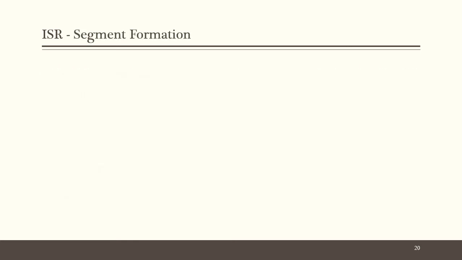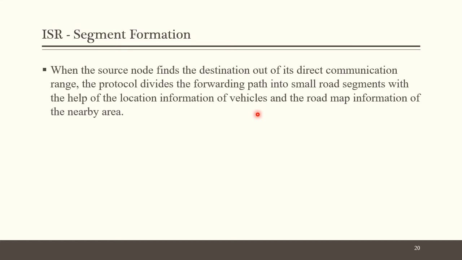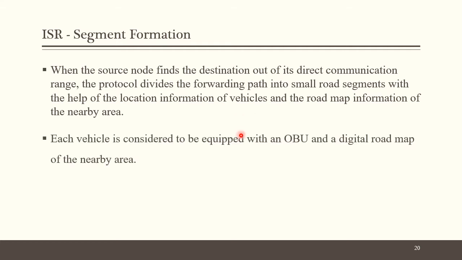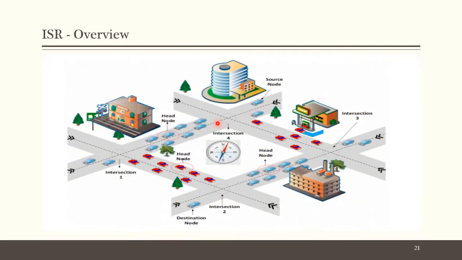Now first we'll see how the segments are formed. When a source node and destination node are within each other's range, they can directly communicate with each other. But when the destination node is out of the range of the source vehicle, it divides the road into segments. Like I said, for a geographic protocol to work, every node and vehicle has to be equipped with GPS and the complete map of the area. Segments are formed by the presence of intersections and the road trajectories. So the segment is formed between two intersections.